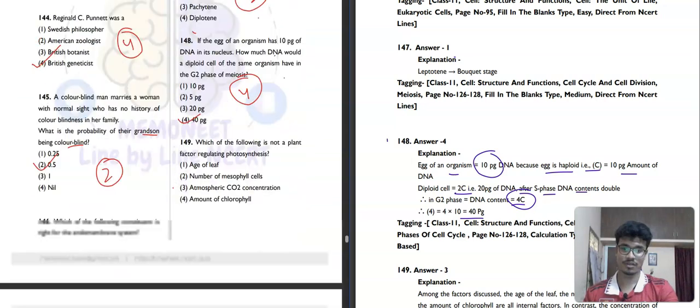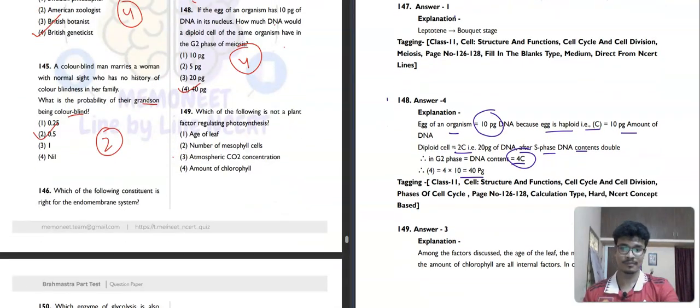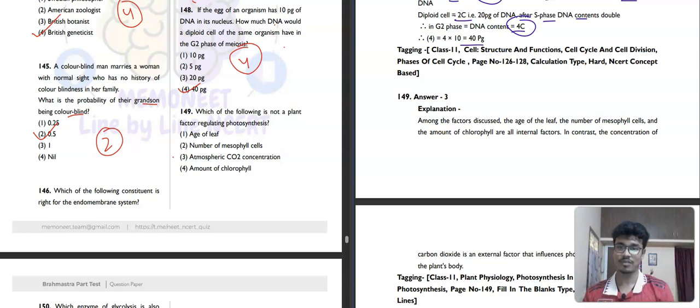Then moving to the next question, question number 149. It is saying that which of the following is not a plant factor regulating photosynthesis? Age of leaf, number of mesophyll cells, atmospheric CO2 concentration, or amount of chlorophyll. Age of leaf definitely depends. Number of mesophyll cells also depends. Atmospheric CO2 concentration is not a plant factor regulating photosynthesis. The amount of chlorophyll also depends. Third option will be our correct answer for this question.